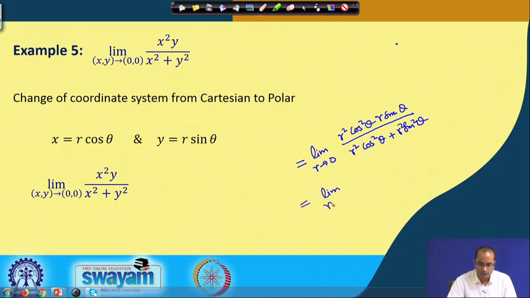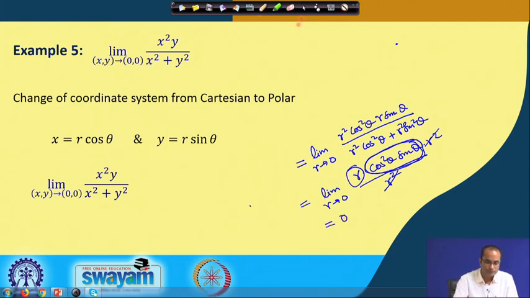So, we have the limit as r goes to 0. This is r, the r square will get cancelled, and then we have cos square theta and sin theta, divided by r square, which is already cancelled. So, independent of theta, we are not fixing theta here, because whatever the value of theta is, we have a finite number here, and then as r goes to 0, this will become 0. So, in this case this limit is 0.